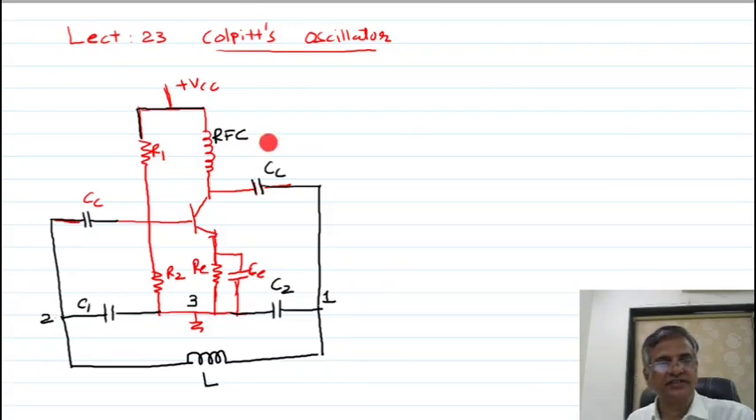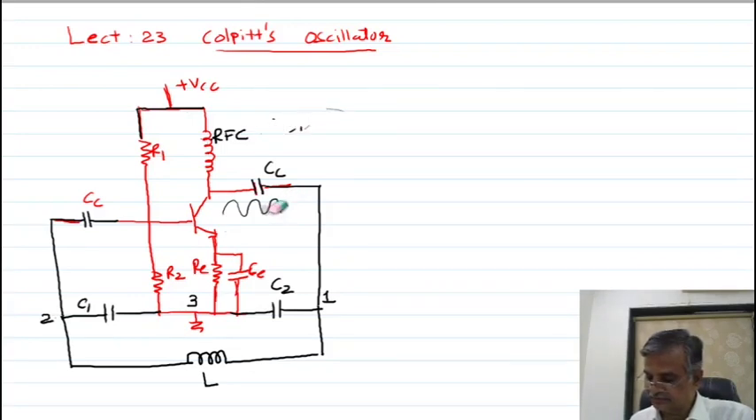RFC is a radio frequency choke, or radio frequency coil, which offers a very high impedance. Its impedance is nothing but j omega L. At very high frequency, the reactance of this is very high. So this prevents the short circuiting of the power supply with the high frequency oscillating current. So the power supply will not be damaged.